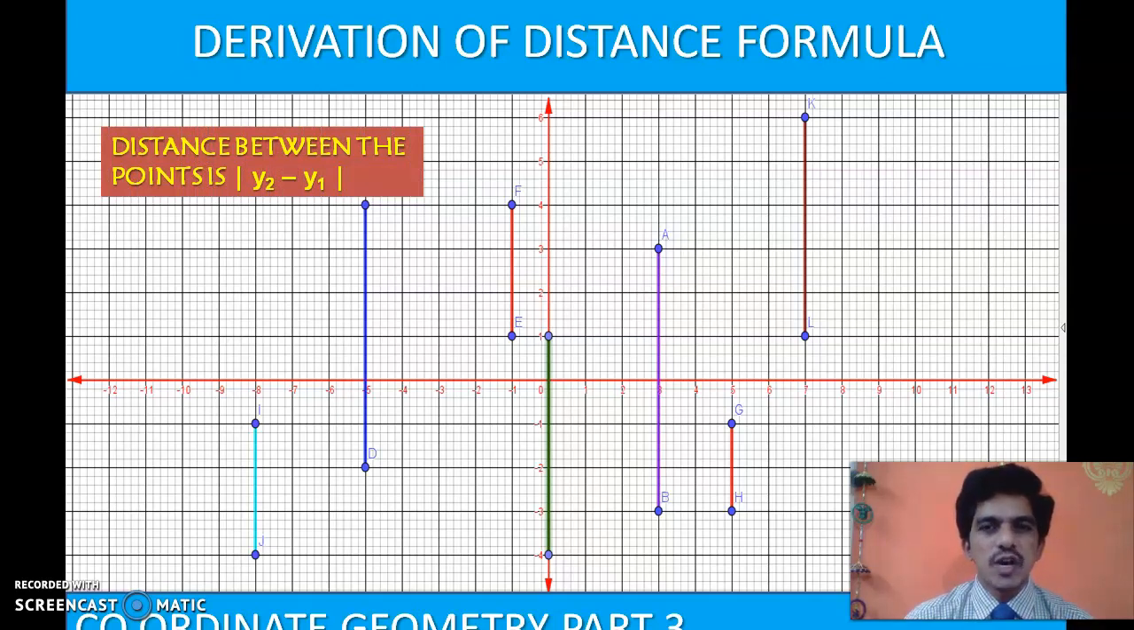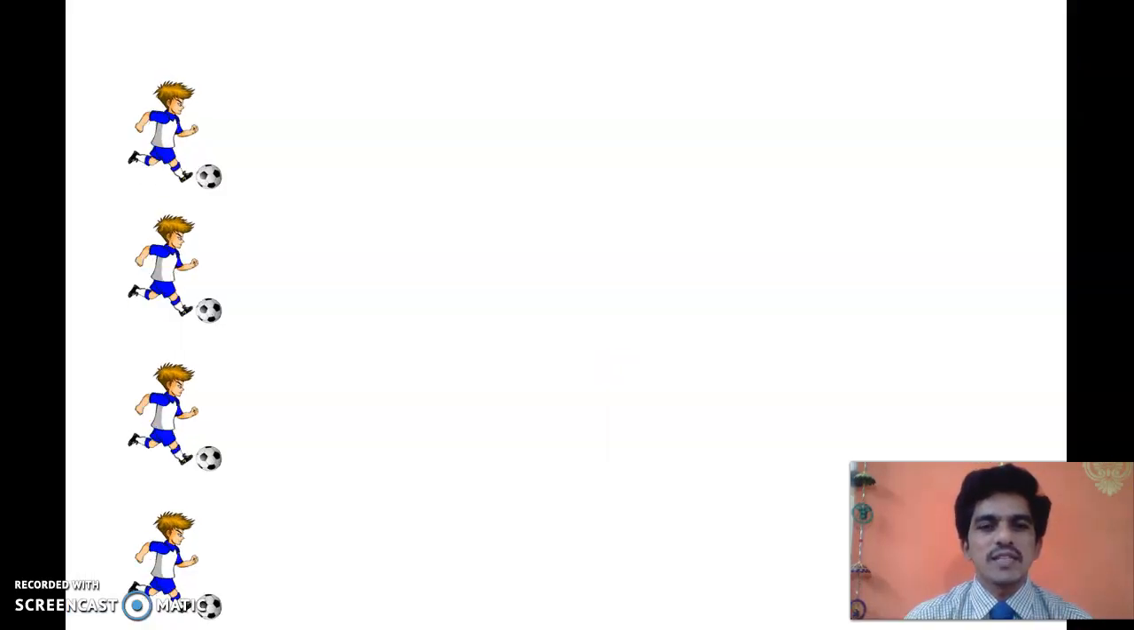So when the x coordinates of two points are equal, the formula you have to use is the difference of y coordinates. And when y coordinates are equal, you have to find the difference of the x coordinates. And you should not forget to take the absolute value of this difference. Now in this class, we'll learn to find the distance between two points anywhere on this coordinate plane. For example, you take this case.